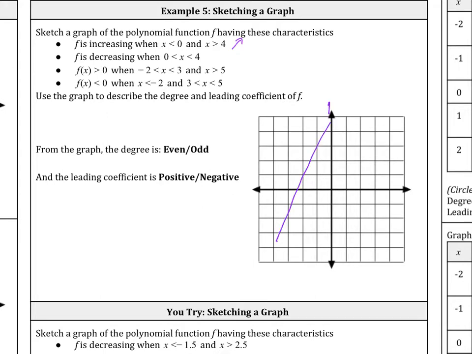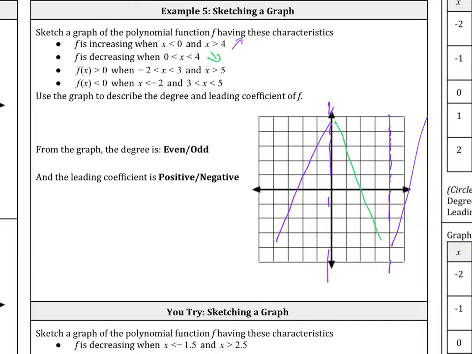And then when x is greater than 4, so here, I'm just going to draw these, 4, it's going to go up. Then f is decreasing, meaning it's going down between 0 and 4, so that makes sense. So it's going down here. So just to get a general sketch, this is what I'm doing.